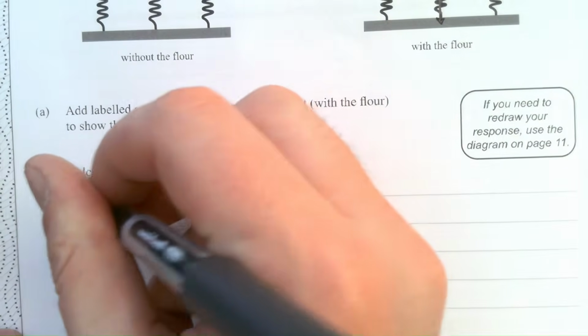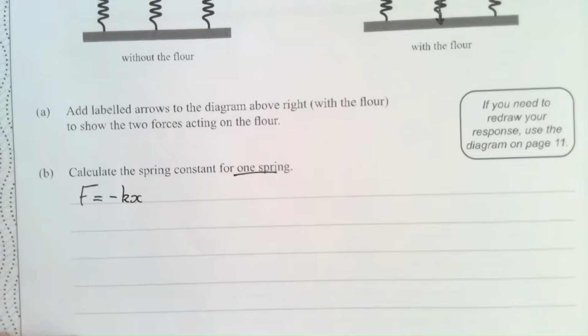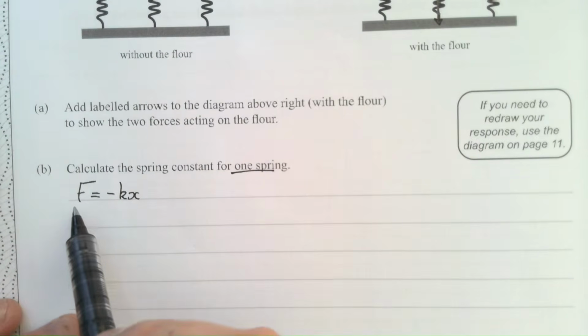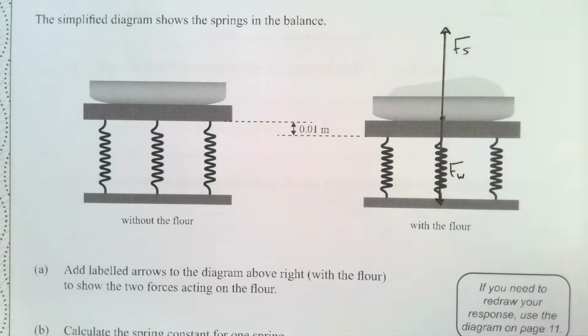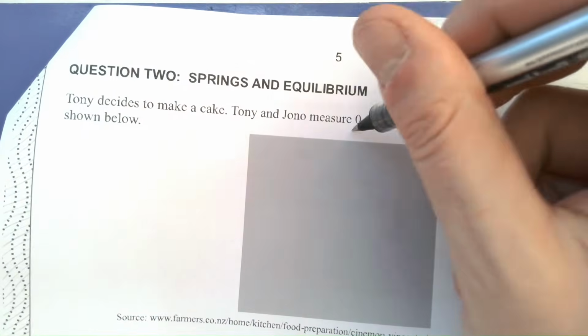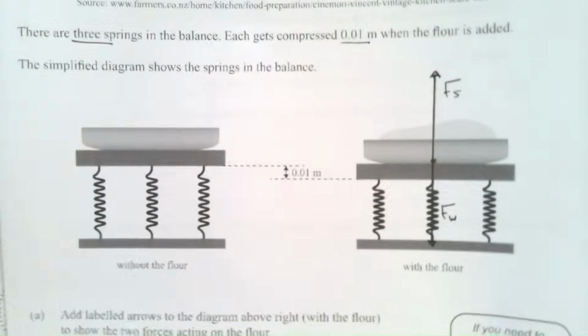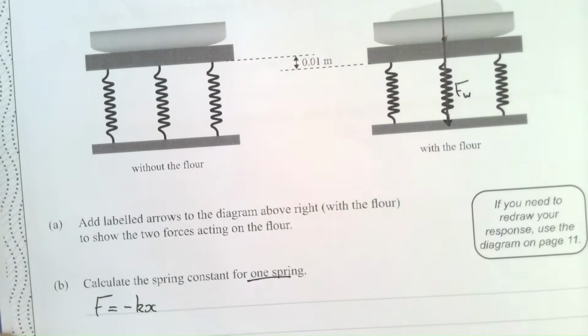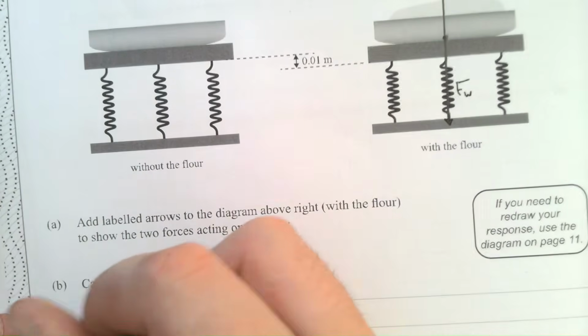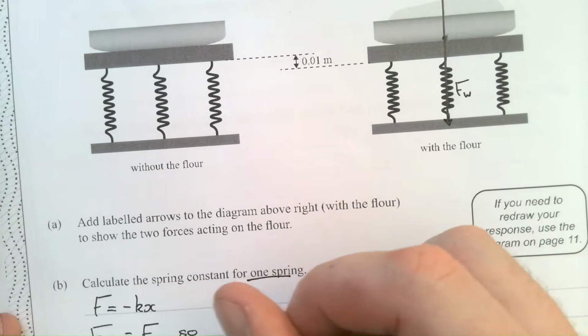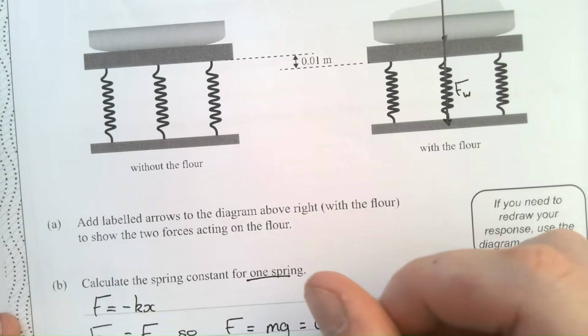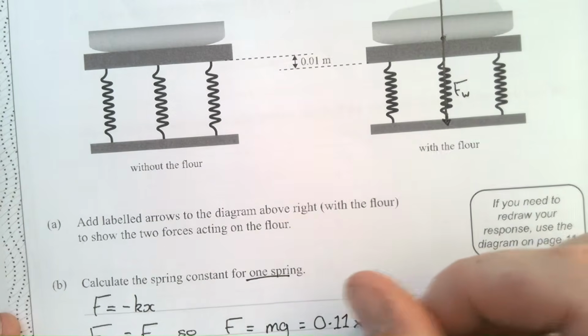Looking at your formula sheet, we need an equation that relates force to spring constant to the extension, which is given by Hooke's law. Now, we are not actually given the size of the force, but part A was a bit of a clue as to what to do. We know that the size of the weight force will be equal to the force pushing upwards on the flour. We know that we have 0.11 kilograms of flour, again, all the way at the start of the question. And we know what G is from our formula sheet, so we can work out the size of the weight force. So Fw equals F, so F is equal to mg which is equal to 0.1 multiplied by G, 9.8.